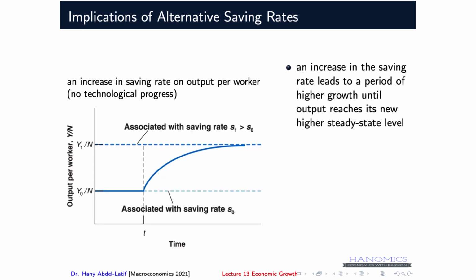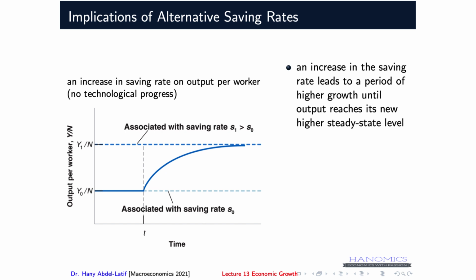So the main point here is that an increase in the saving rate will lead to a period of higher growth until we go back to the steady state, which, because we have a higher saving rate, will be a higher steady state level as well. So that means we're moving along that production function, just because we now have a saving rate S1, which is higher than S0.